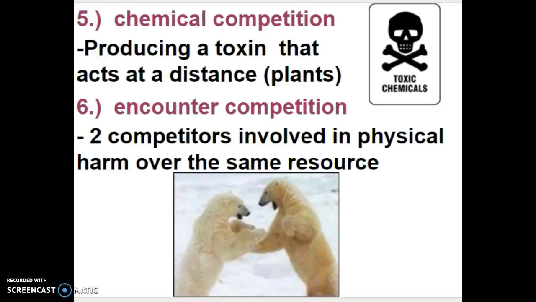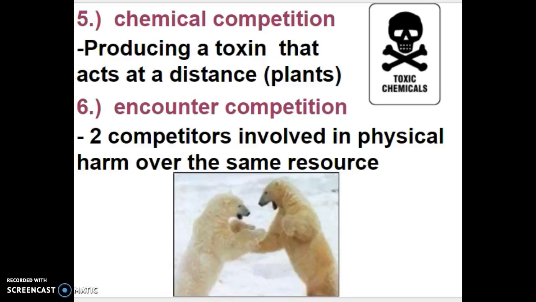Chemical competition is also among the plant kingdom. This is where some plants, through their roots or due to some types of seeds or berries, may produce a toxin that acts at a distance on other plants. And so no other plants or shrubs can grow around the plant that's undergoing the chemical competition. That's how plants fight for their own space and their own resources.